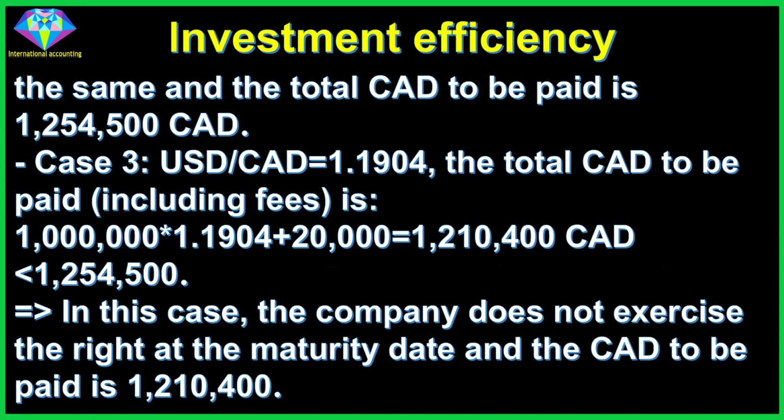Case 3. USD over CAD equals 1.1904. The total CAD to be paid, including fees, is 1 million multiplied by 1.1904 plus 20,000 equals 1,210,400 Canadian dollars, less than 1,254,500. In this case, the company does not exercise the right at the maturity date and the CAD to be paid is 1,210,400.